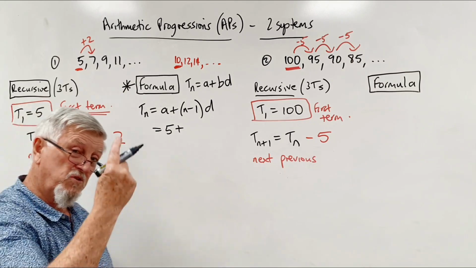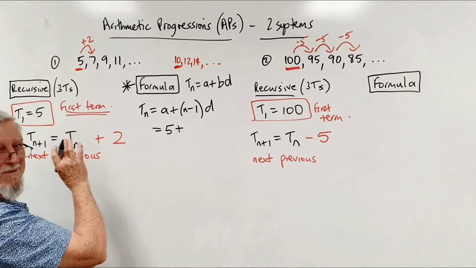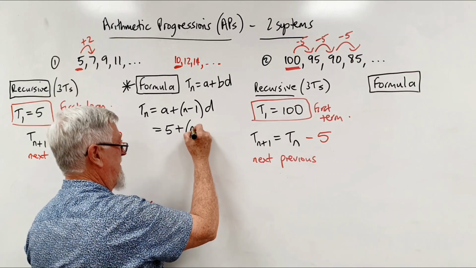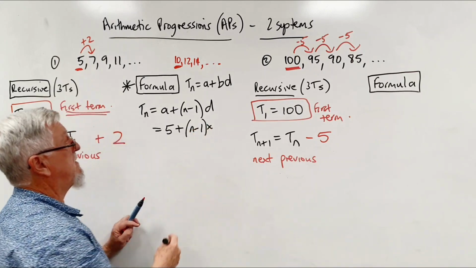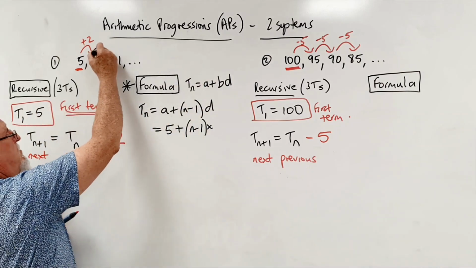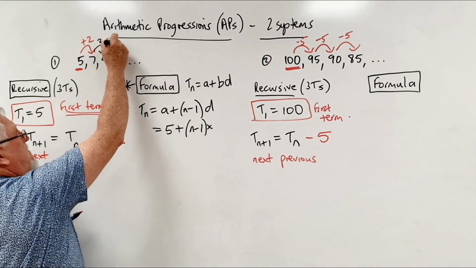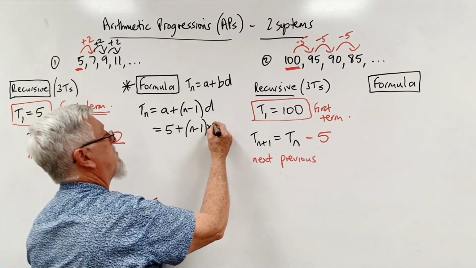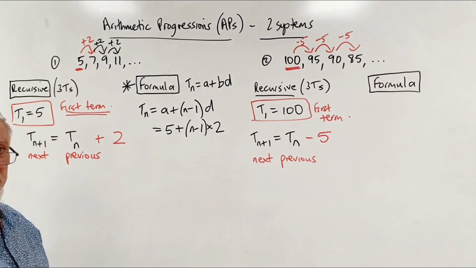So this only uses T once, whereas the recursive uses T three times. It's n minus 1 times the common difference. We're adding 2, we're adding 2, we're adding 2. So each time we're adding 2, and that's called the common difference of 2. The rest is just a bit of algebra.